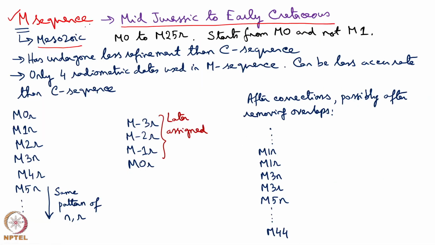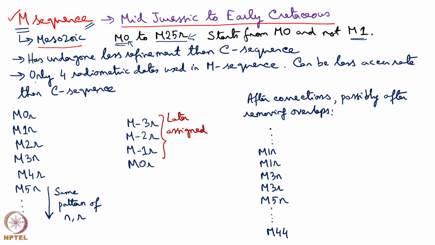Now, the M sequence has been divided from M0 to M25R. Note, this is 0 as a number, this is not O in the alphabet. R stands for reverse polarity. Also note, we are starting with M0 and not M1. In case of the C sequence, from top to bottom, if we look, C1, C2, C3, this was the situation, whereas here it is M0, M1, M2.